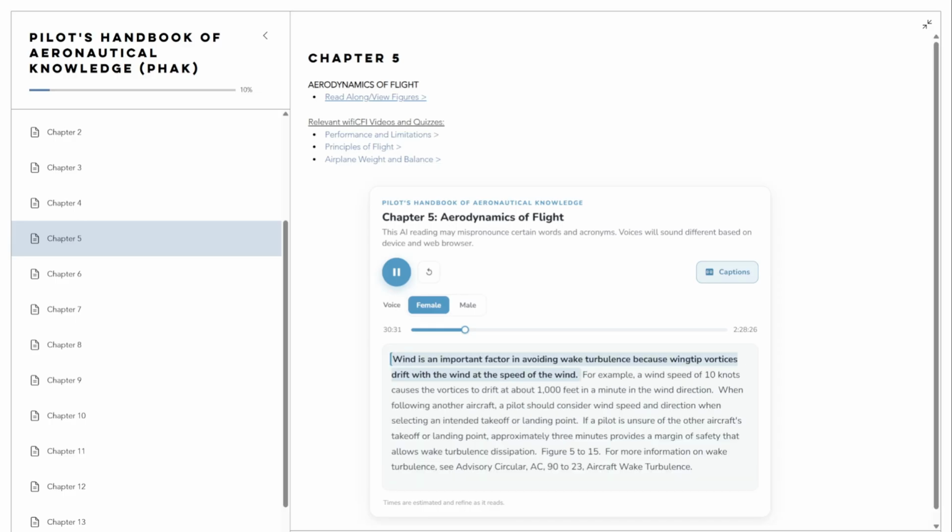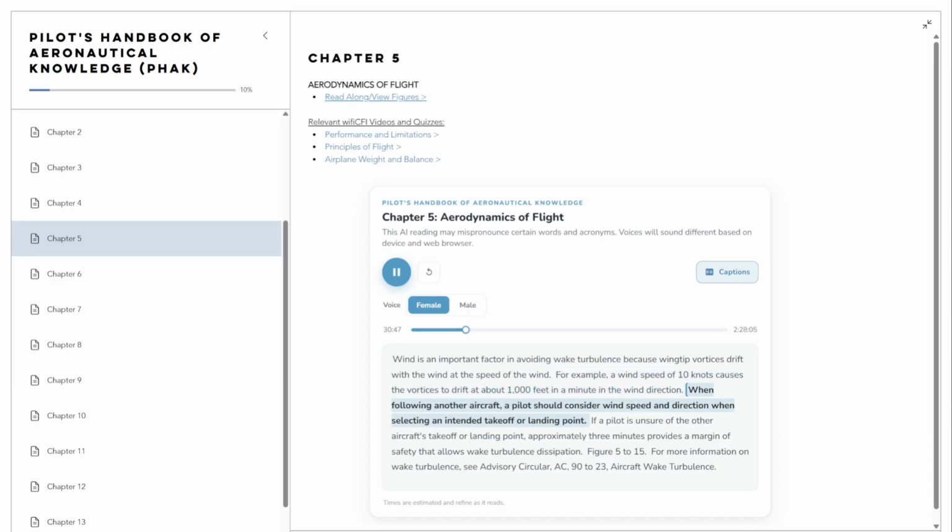Wind is an important factor in avoiding wake turbulence because wingtip vortices drift with the wind at the speed of the wind. For example, a wind speed of 10 knots causes the vortices to drift at about 1,000 feet in a minute in the wind direction.